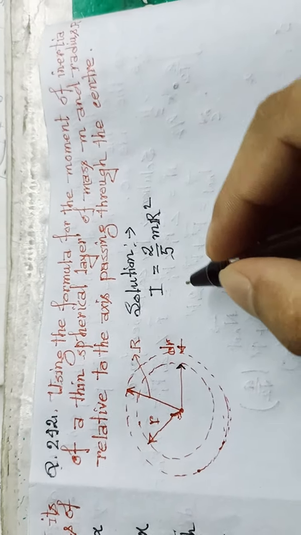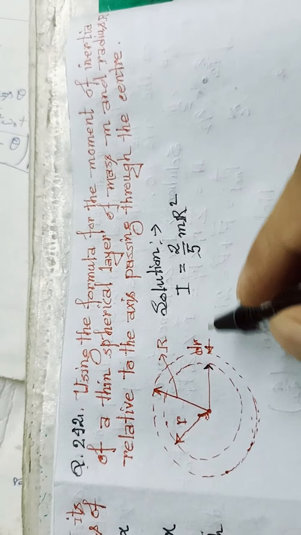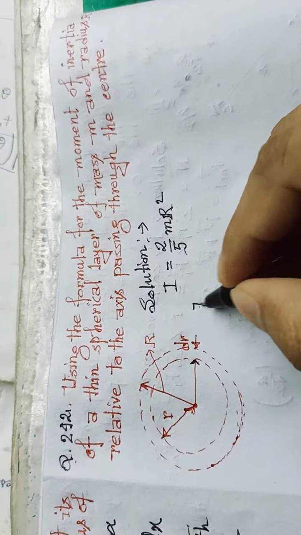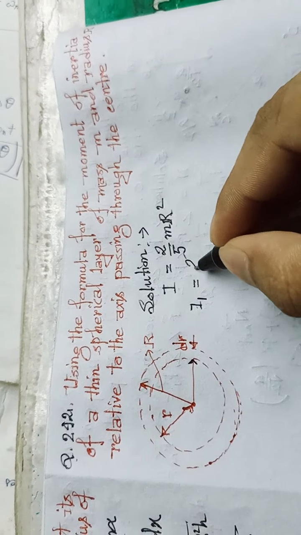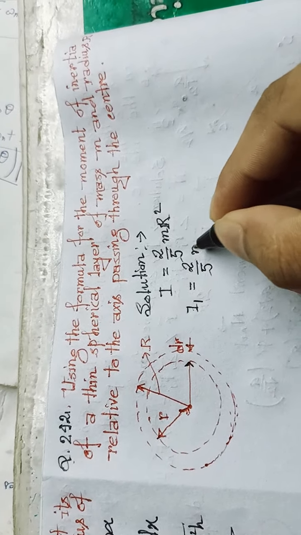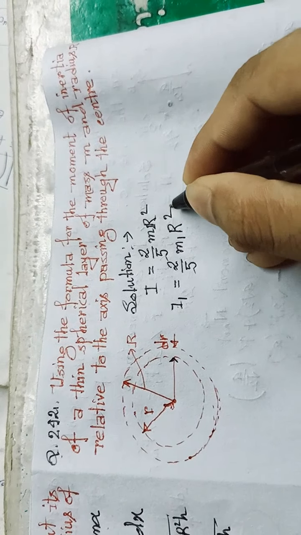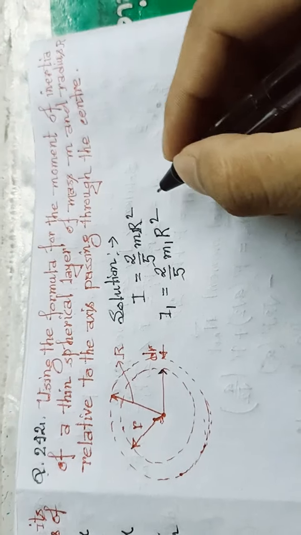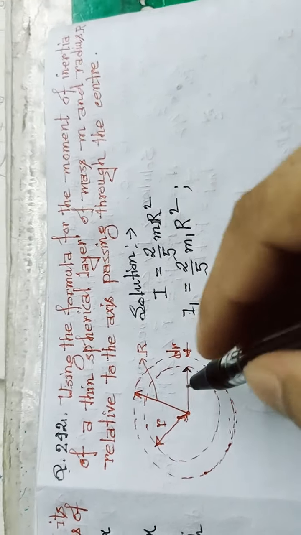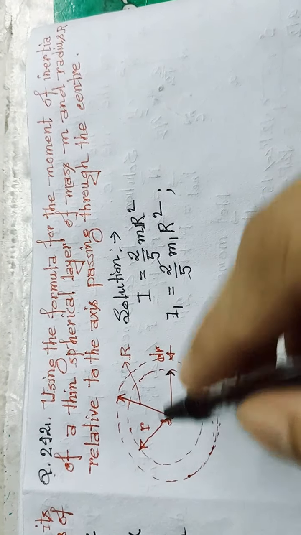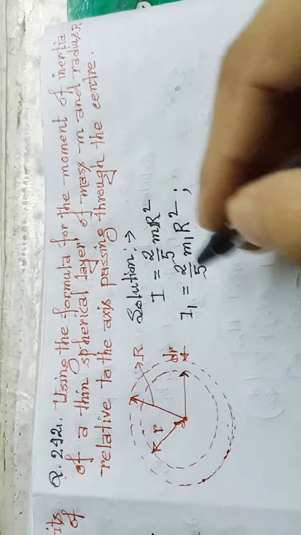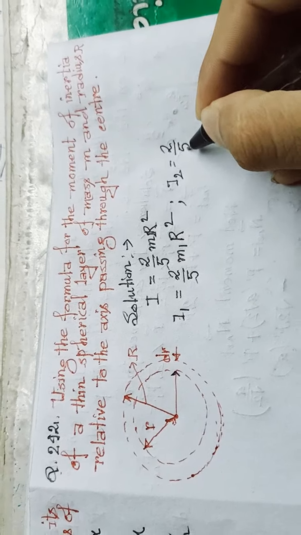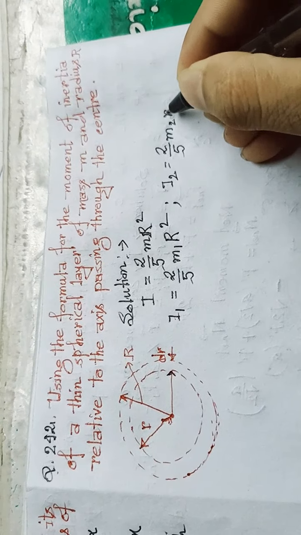So the moment of inertia of the outer sphere will be I1 equal to 2/5 m1 R square, because its radius is capital R. And similarly, moment of inertia of the inner sphere will be I2, that will be equal to 2/5 m2 small r square.